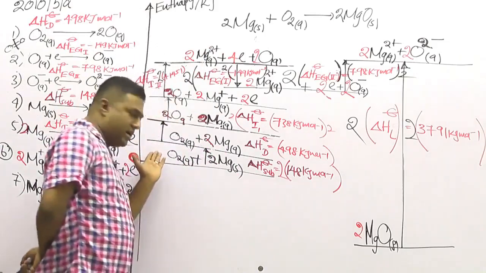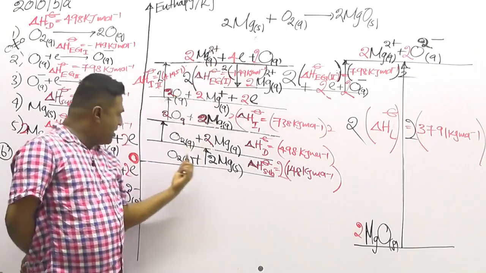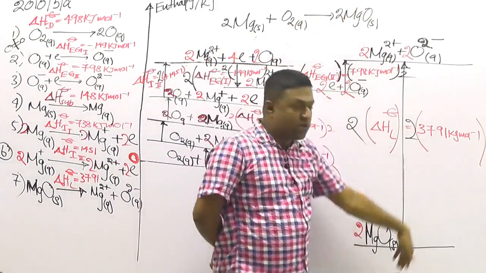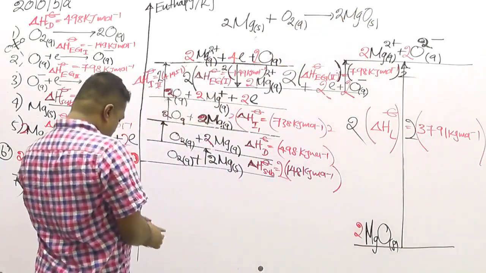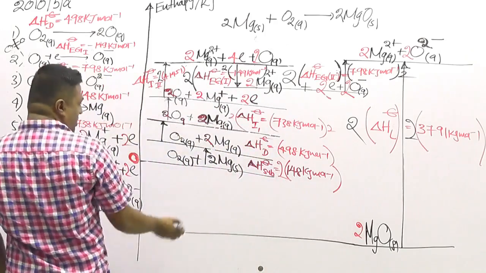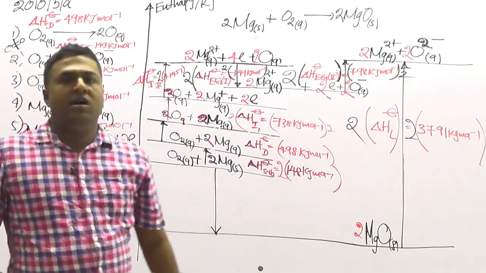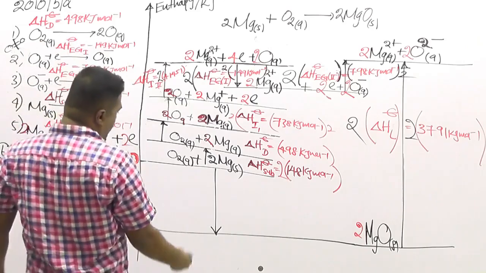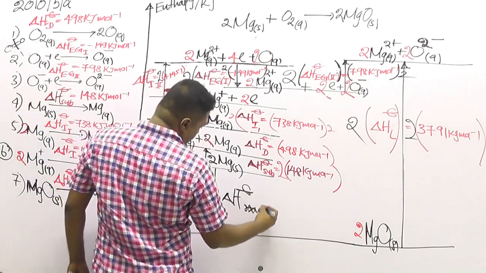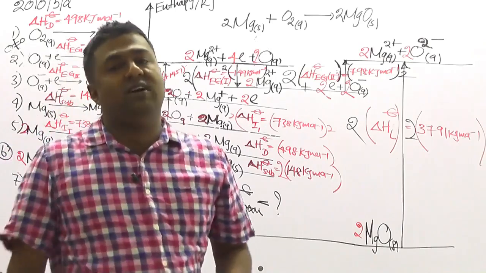So here you have 2 Mg solid and 1 O2 gas converted into 2 MgO solid. So your enthalpy change is like this. This is your enthalpy of reaction, delta H naught reaction. This is what you should calculate.